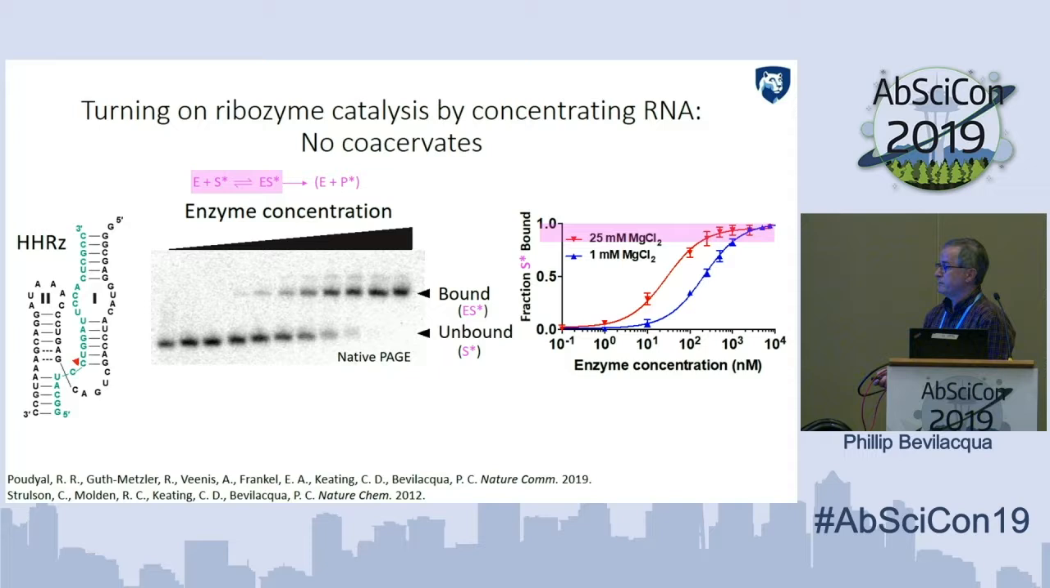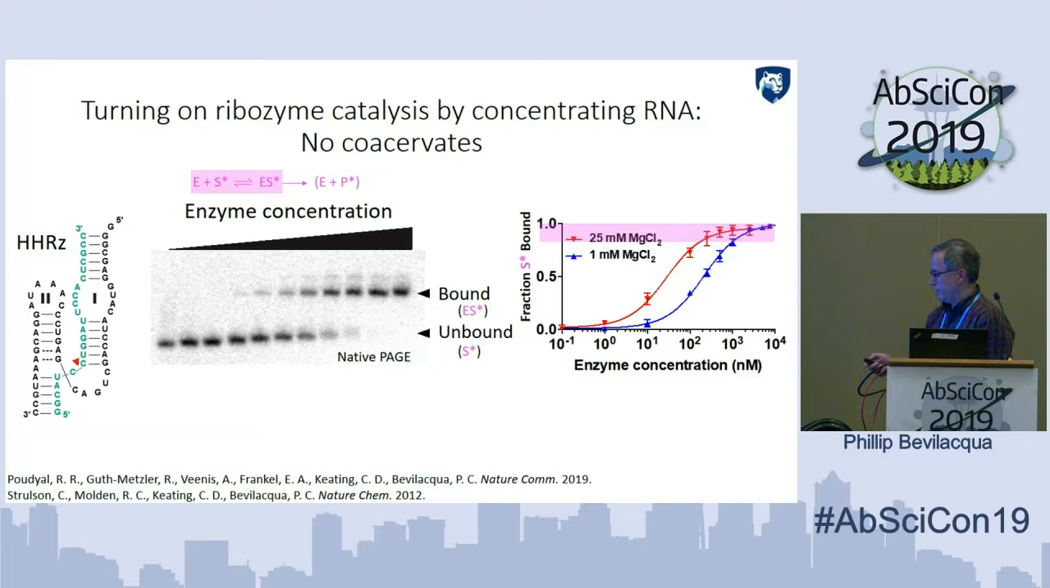This is a particular case where the reaction is prevented from advancing because at the cleavage site for the hammerhead ribozyme, there's actually a deoxy, which removes the nucleophile in the reaction. And we can see that as we increase the enzyme concentration, it shifts the limiting reagent, the substrate, up to this higher mobility species, which is the enzyme-substrate complex. And we can plot the fraction of the substrate that's bound as a function of enzyme concentration. And we can see that in order to get most of the substrate bound, it takes an increasing amount of enzyme concentration, as we're all familiar with.